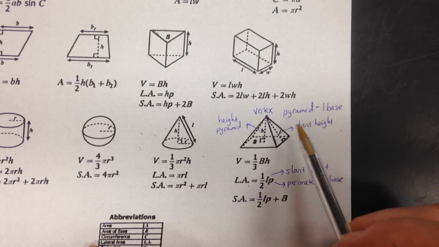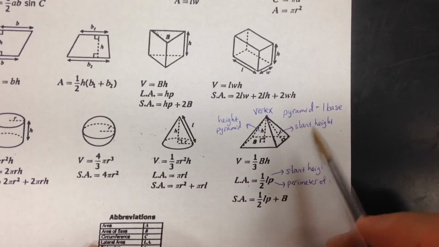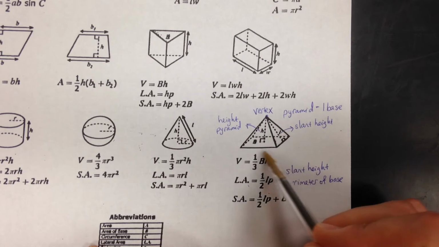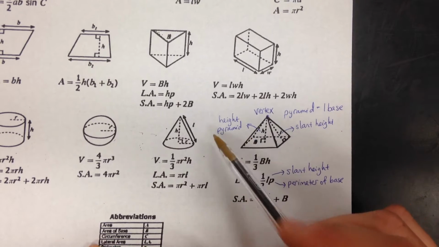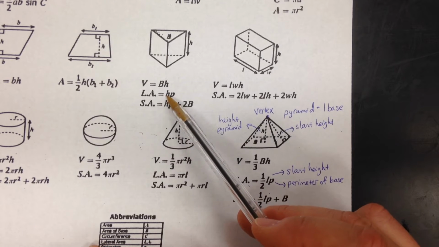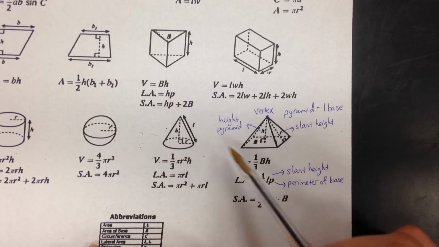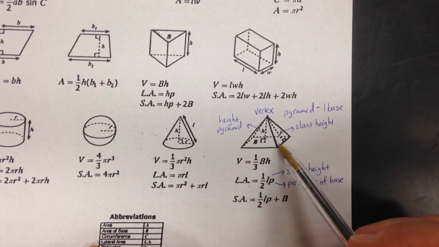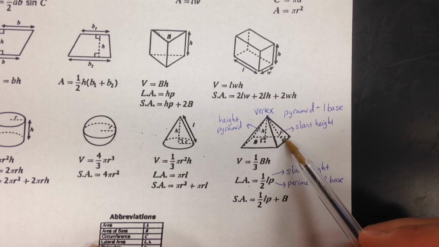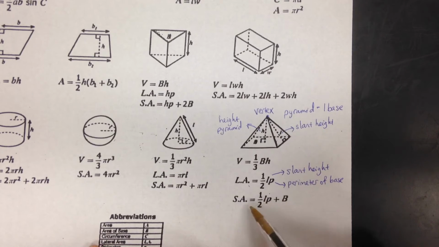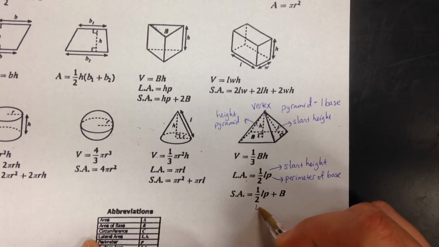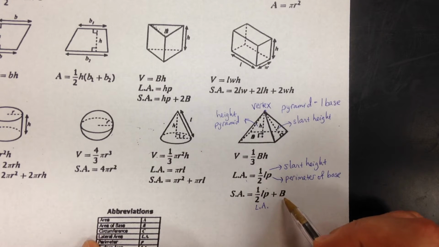So when you're talking about height, you have to be very careful which one you're looking at. For lateral area, it's going to be the slant height. And then P is the perimeter of the base. So you'll notice that going back to the prism, the lateral area is the height times the perimeter. For the pyramid, the lateral area is half the slant height times the perimeter. And the reason you have the 1/2 is because when you find the area of a triangle, it's 1/2 base times height. The surface area is your lateral area, the 1/2 L times P, that's lateral area, plus 1B.